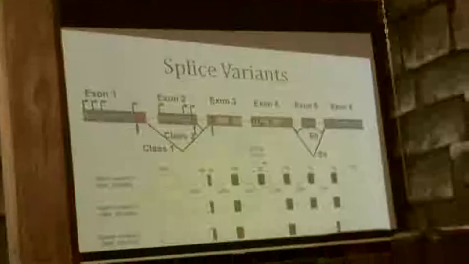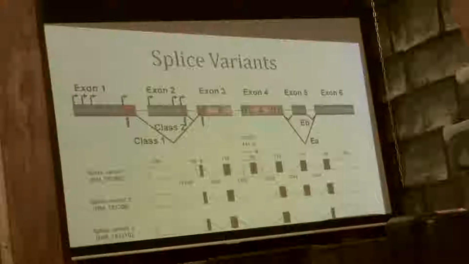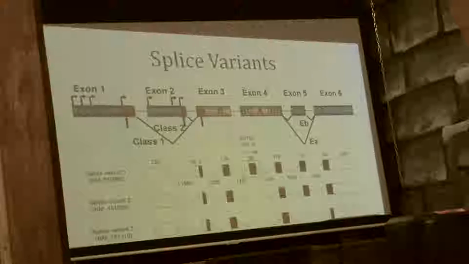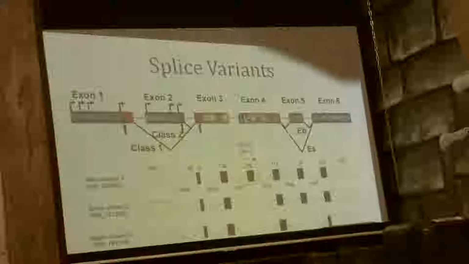Sometimes the mechanisms that read your genes just throw out exons that they don't want, or pull in new ones, or just read it in different ways. So that's another type of variation, and that actually happens. That's not necessarily based on mutation.